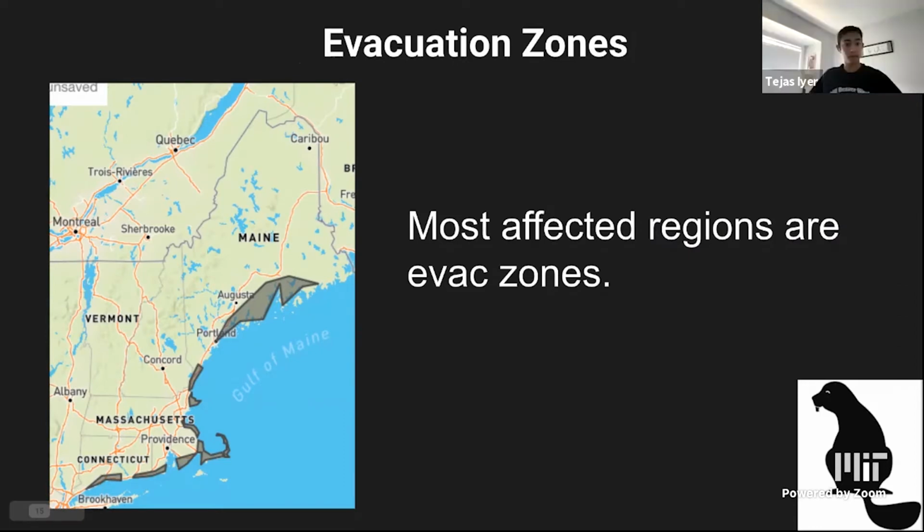Thank you, Sarah. So now we're moving on to the evacuation zones, as Sarah discussed. So the most affected regions are labeled with these gray polygons, as you can see on the map, and these are what we deem evacuation zones. So as we can see, most of the coastal regions are bearing the brunt of the hurricane and should be evacuated. So if you're in these zones, it is highly recommended that you evacuate soon so that you can stay safe.